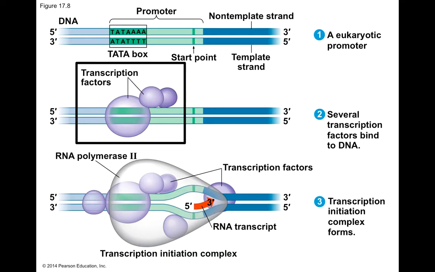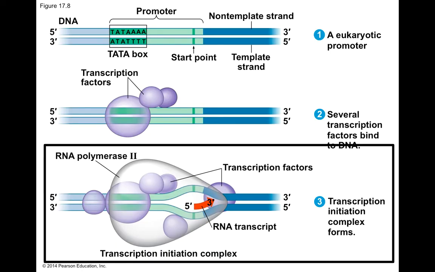Transcription factors are proteins that can either activate or inhibit protein synthesis. In this case, it's to activate transcription. The transcription factors and RNA polymerase together, attached at the promoter, is called the transcription initiation complex. At this point, initiation is complete, and we can move on to the next phase, which is elongation.